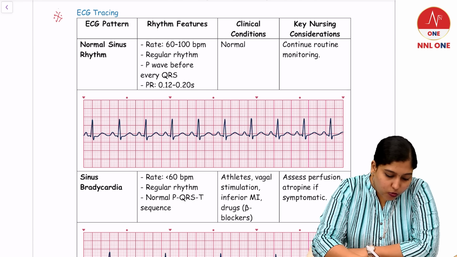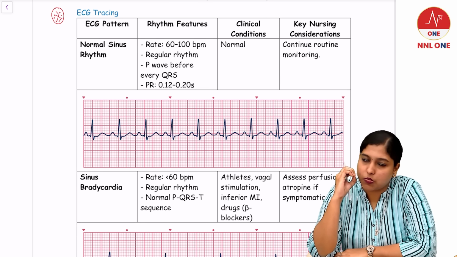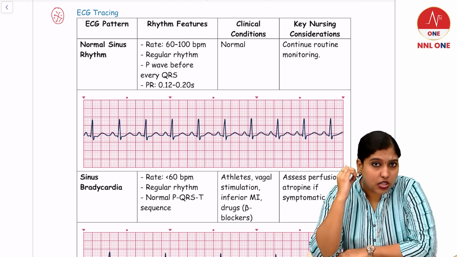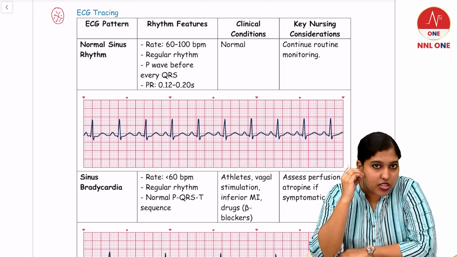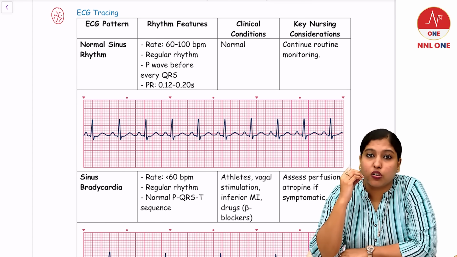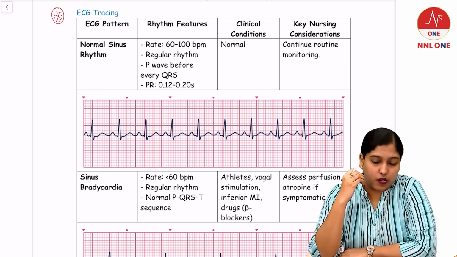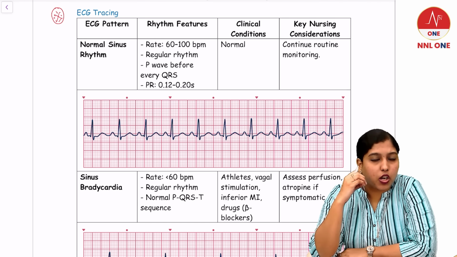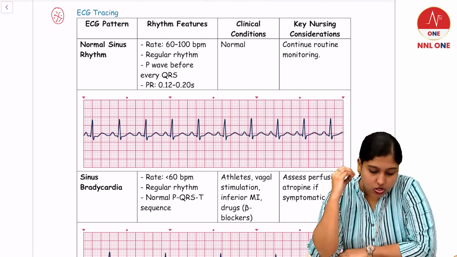First and foremost, every NORCET paper has an ECG-based, image-based MCQ, or a management-based MCQ, or a nursing intervention-based MCQ. So it is very important to analyze each and every strip. You have to identify, make a diagnosis and a conclusion: what kind of tachyarrhythmia, what kind of bradyarrhythmia it is. Even if they give a normal ECG strip, you should be able to find out whether it is a normal strip or an abnormal strip. So it is a very, very important session. Let's get into it.